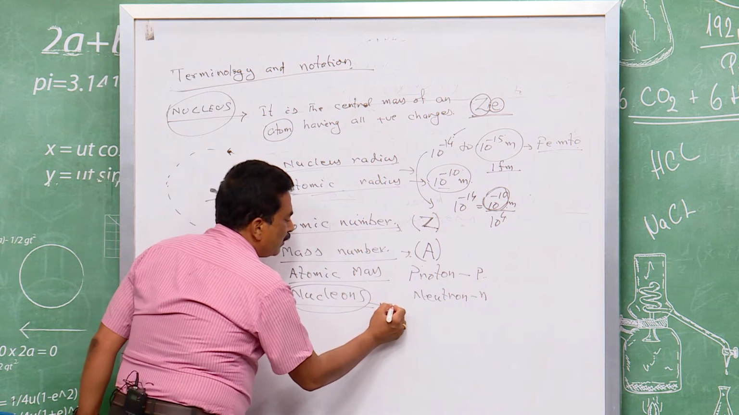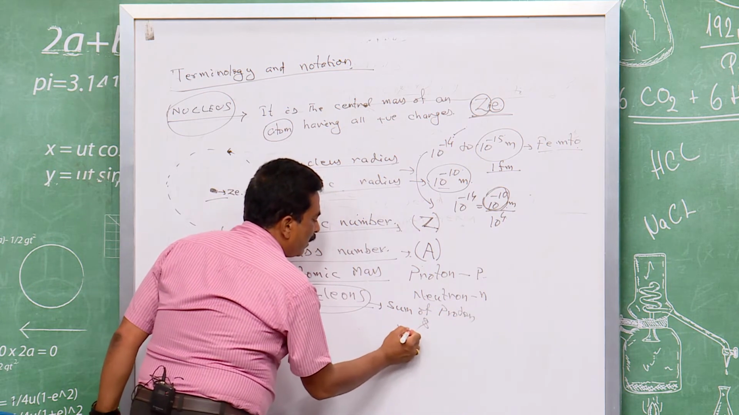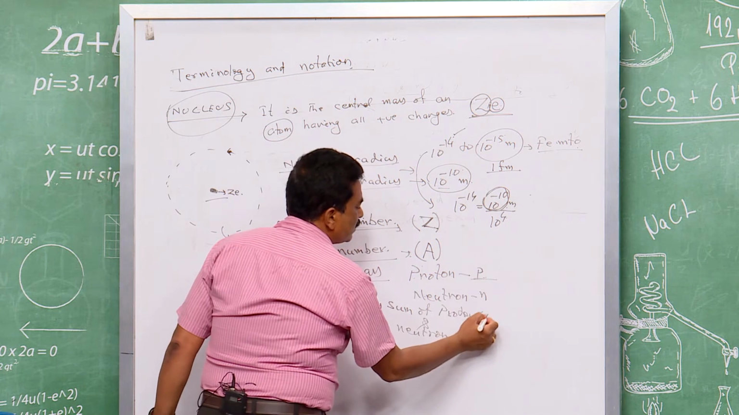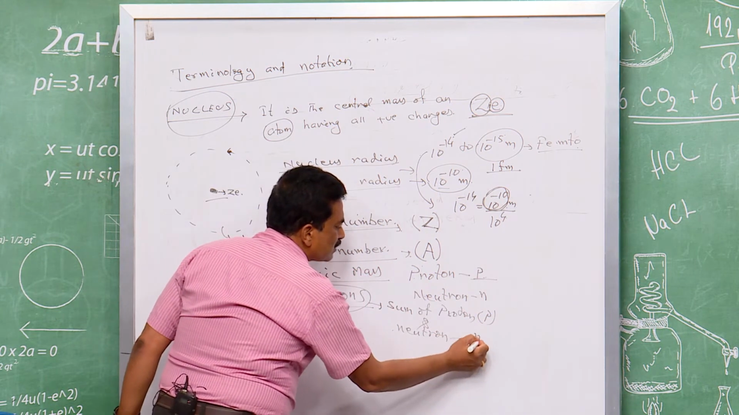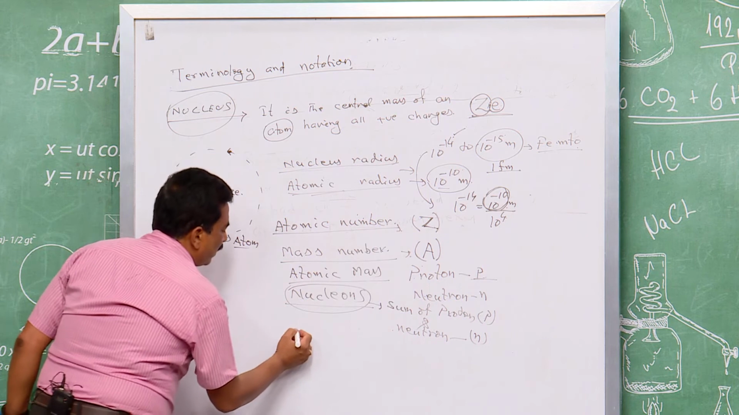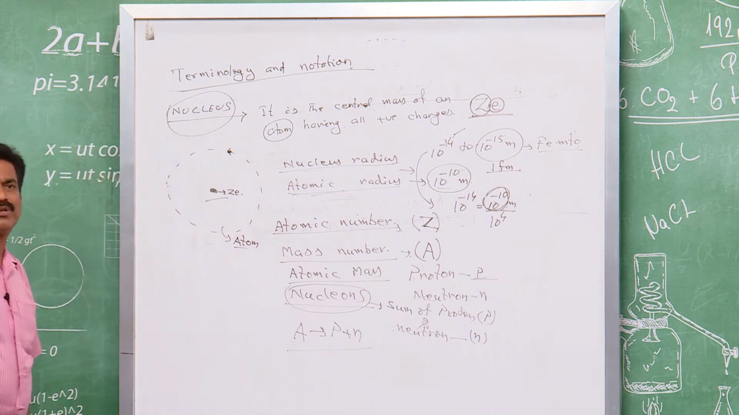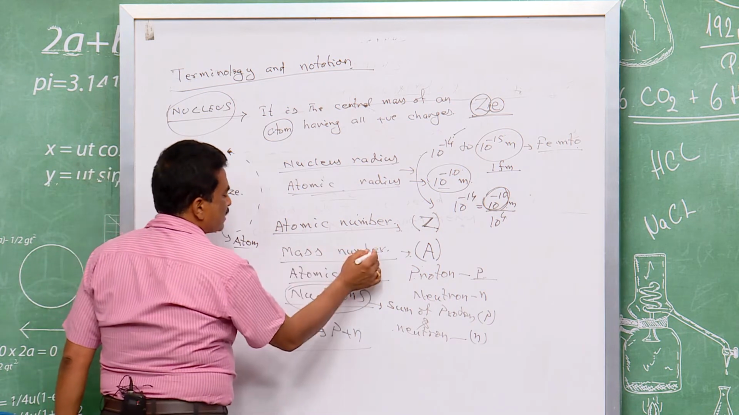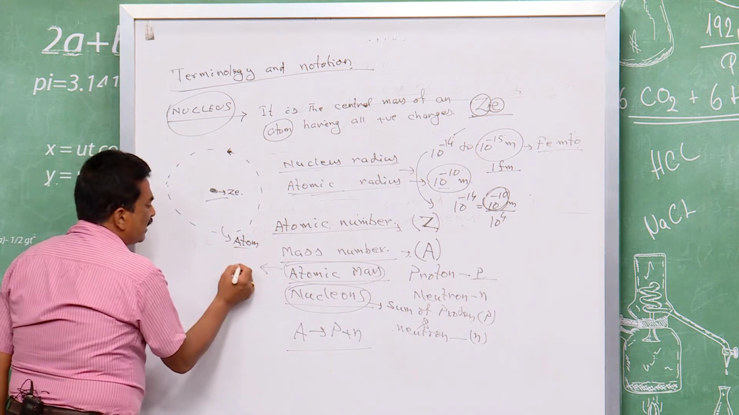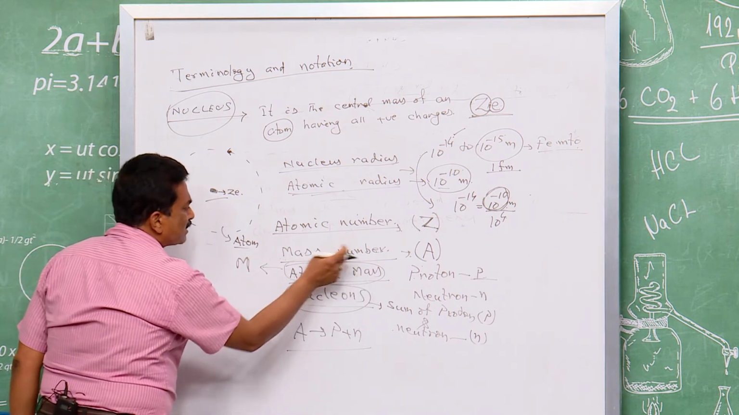These nucleons are the sum of protons and neutrons. The proton is symbolized by P, and the neutron is symbolized by N, which means the nucleons, generally represented as the mass number A, will be P plus N. That is the mass number. But I said there is another one, the atomic mass. This atomic mass is generally represented by the symbol M. So what is the difference between this atomic mass and the mass number?